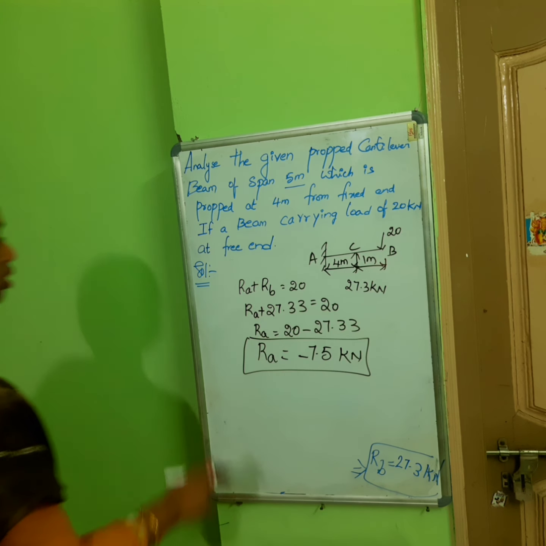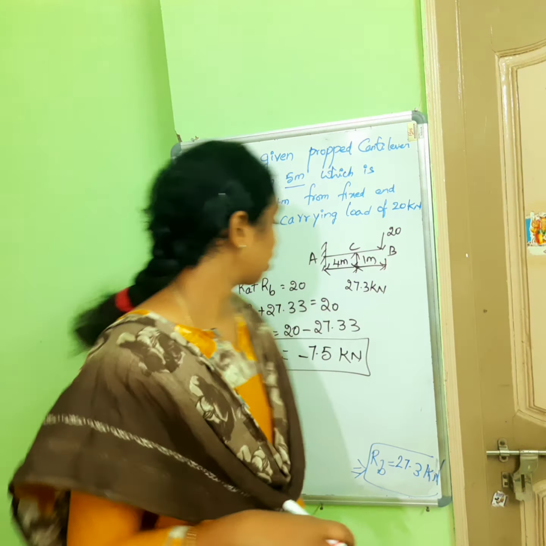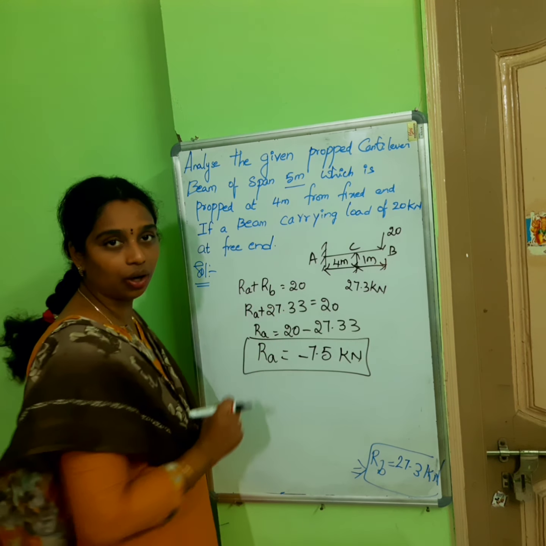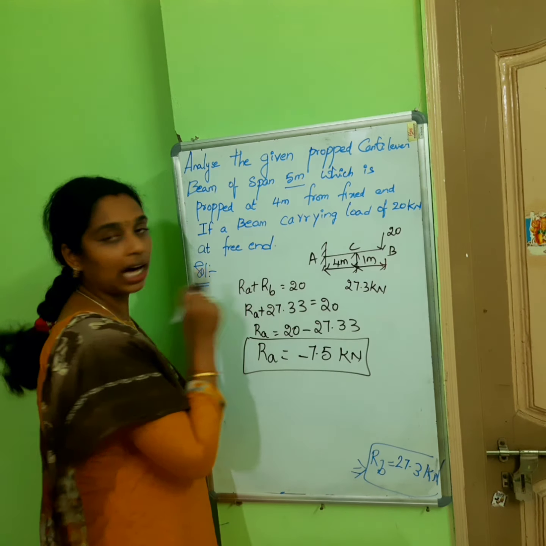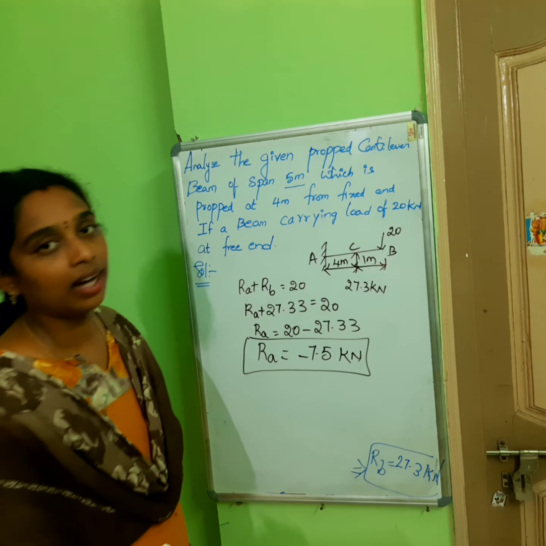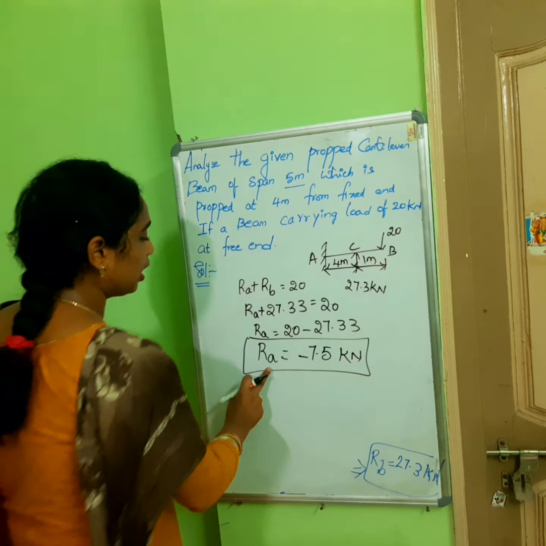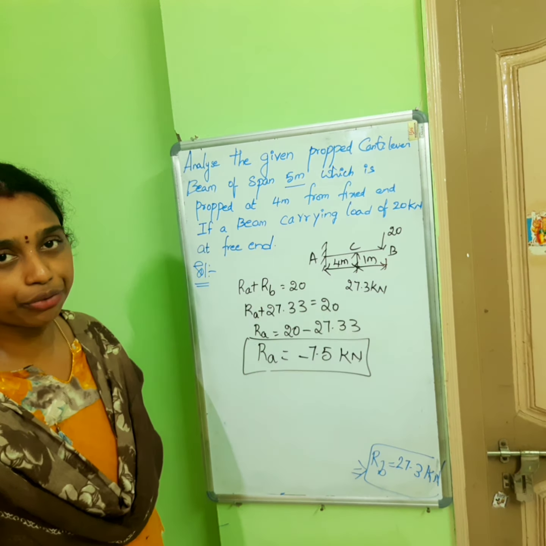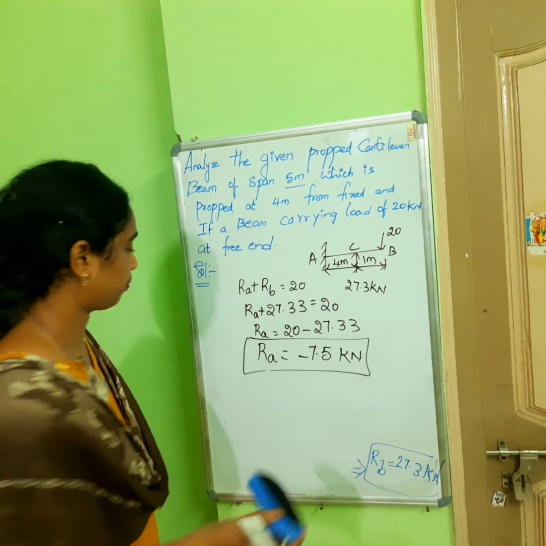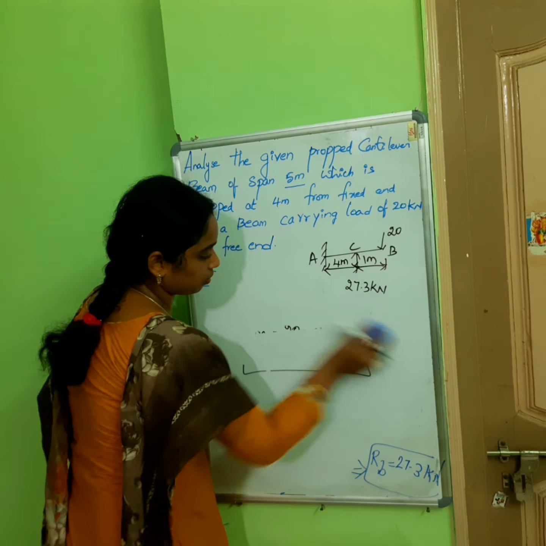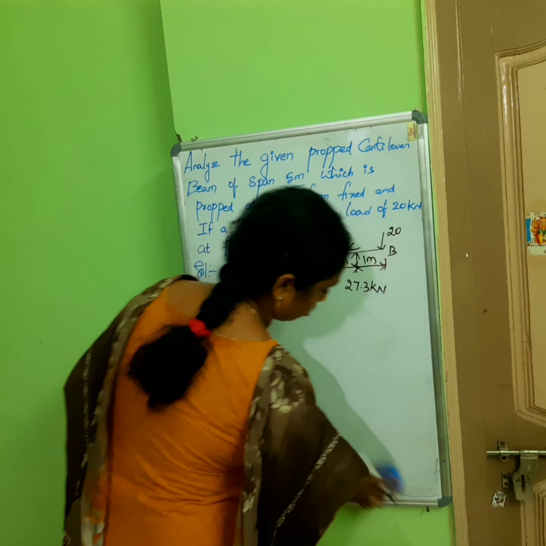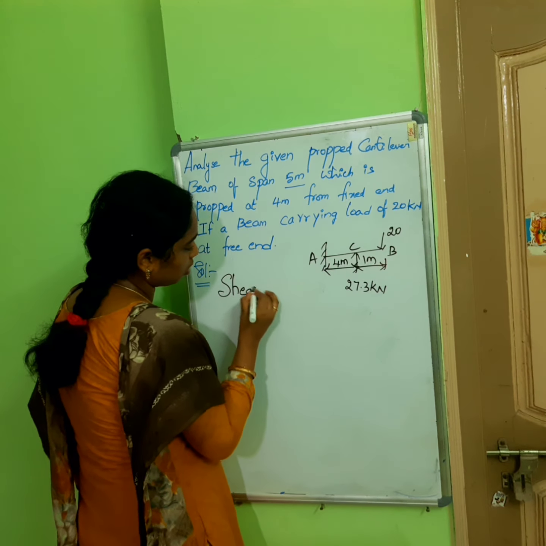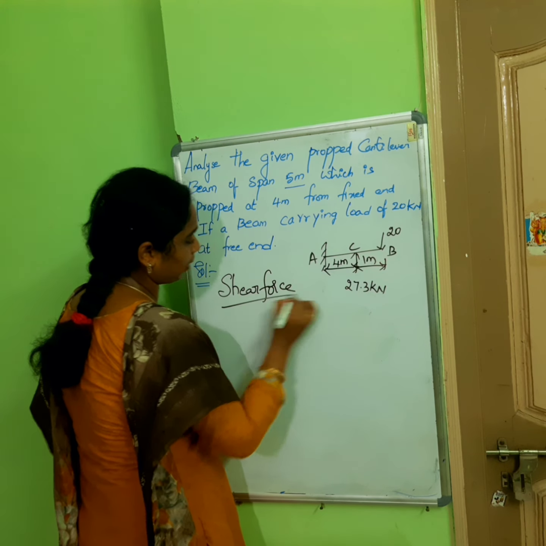Okay, I have calculated the RB value. I am again calculating the moment. We know that upward forces are equal to downward forces. So I have substituted the RB value and calculated the RA value. So we have got the reaction at A and the reaction at B. So now we can calculate the shear force and bending moment diagram.